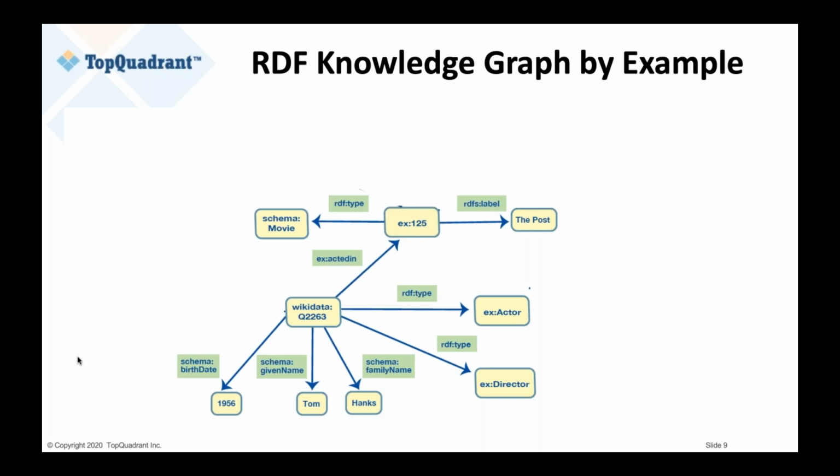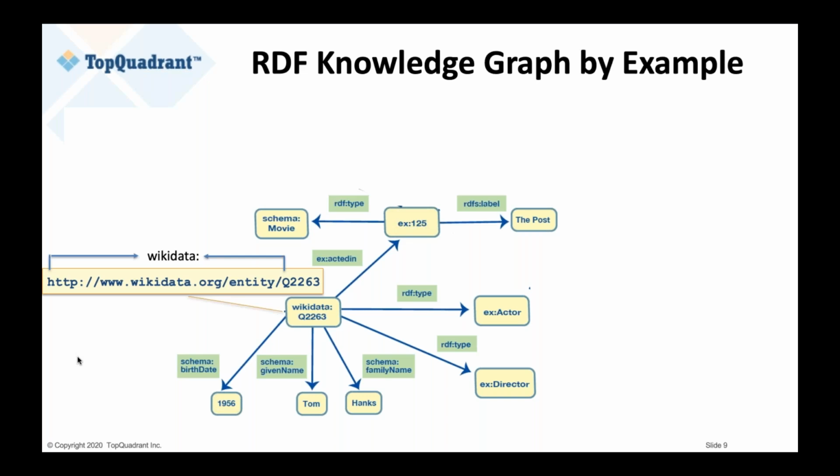Also take a look at identifiers, because that's an important part of how RDF knowledge graphs work. So here you see Wikidata colon Q2263, and you may wonder what it is. So Wikidata is a prefix, and it stands for this namespace from Wikidata, which hosts a very large knowledge graph about all sorts of information. And then Q2263 is a local part of that name.